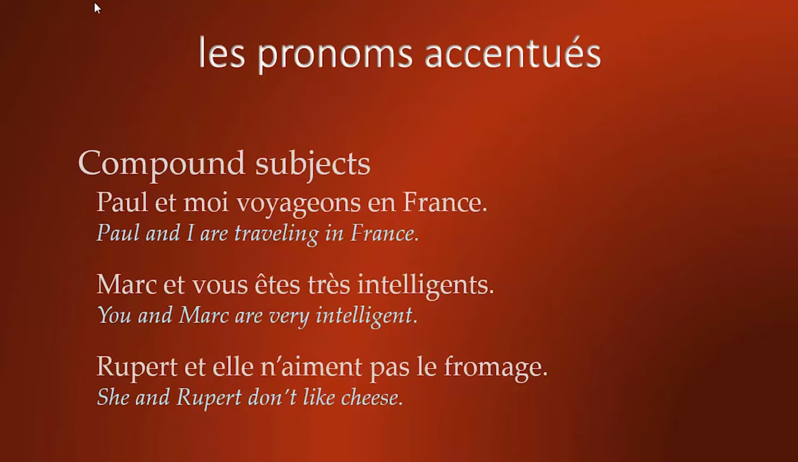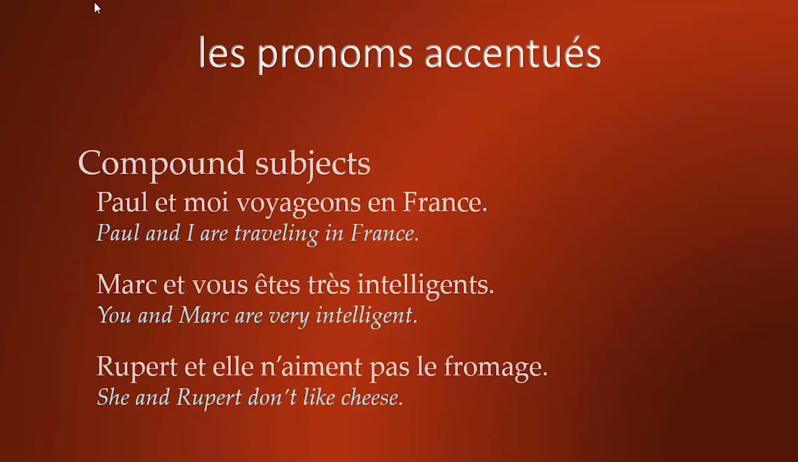Another example, Marc et vous êtes très intelligents. You and Mark are very intelligent. As you see here, the verb is conjugated with the logical meaning of that compound subject. So Marc and you is a plural you, that's vous, and so you use the conjugation êtes. Similarly, with the first example, Paul et moi, that is we, you use the nous form, voyageons.